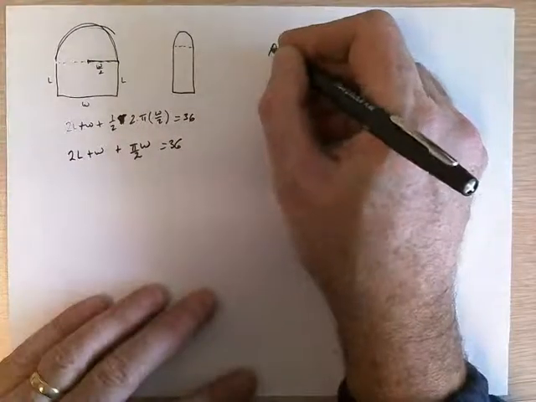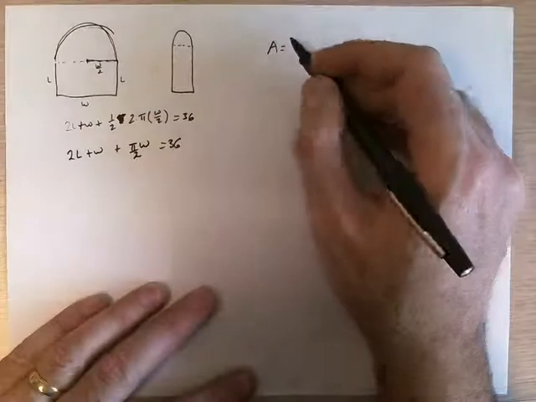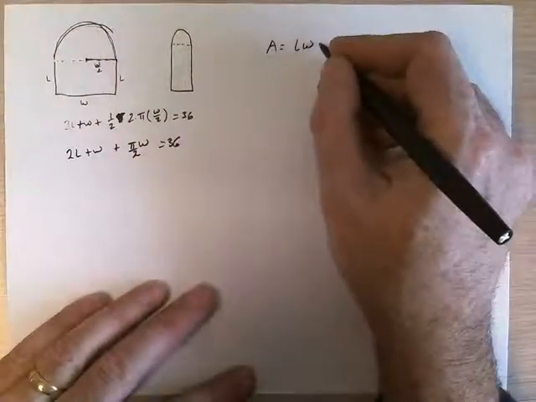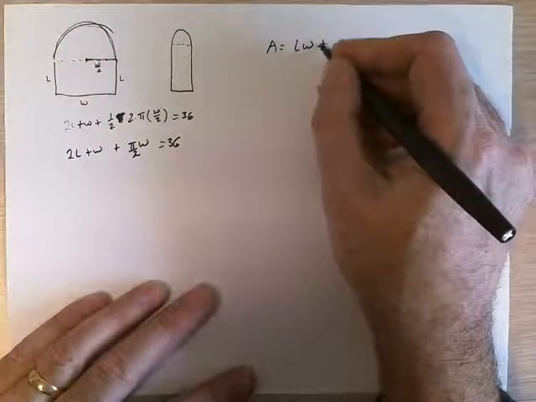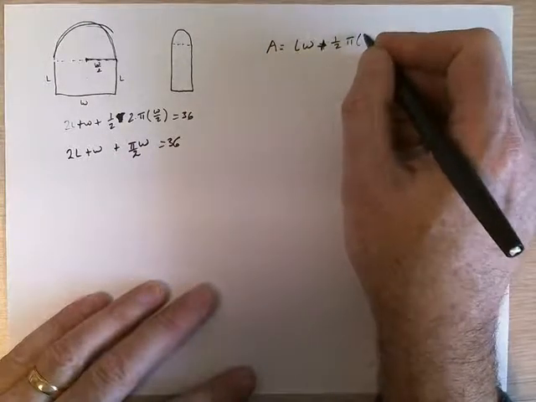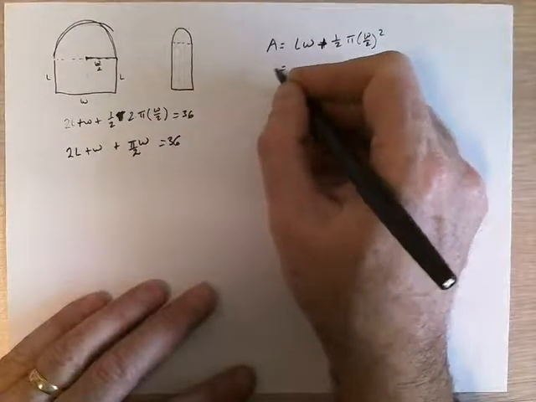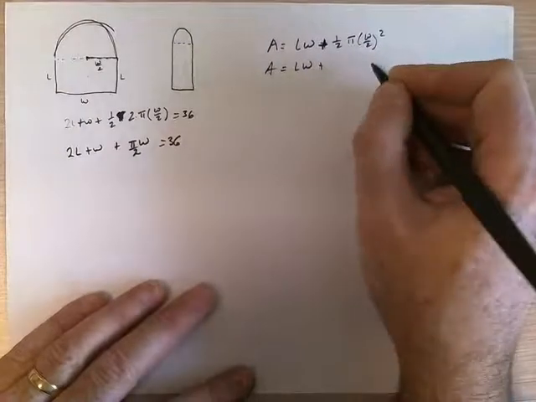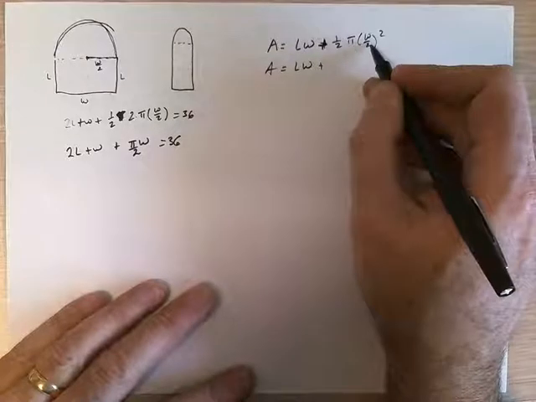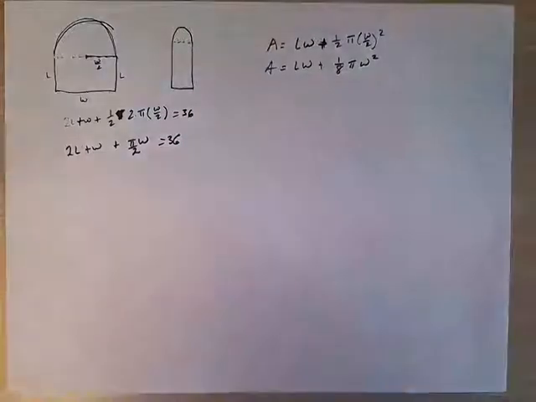Well, the area is the sum of the area of a rectangle and the area of a semicircle. So the area of the rectangle is length times width, plus one half pi times the radius squared. Well, the radius is W over 2 squared. So the area equals length times width plus, there's a half, there's going to be a fourth that comes out of this, so it's 1/8 times pi times W squared.